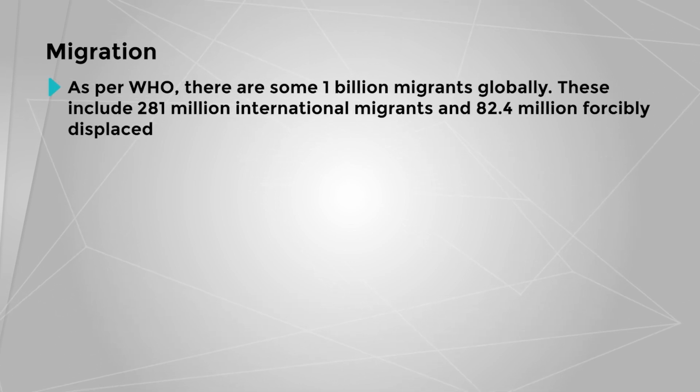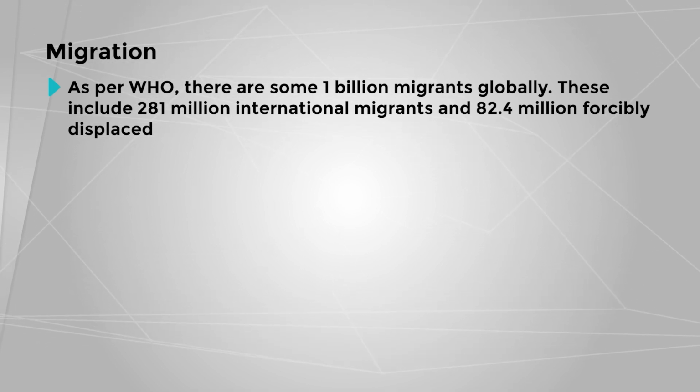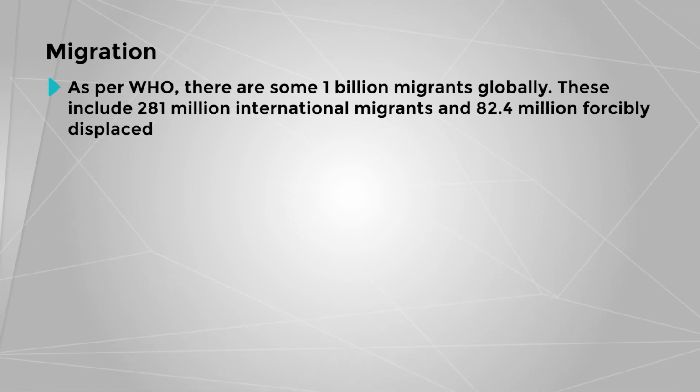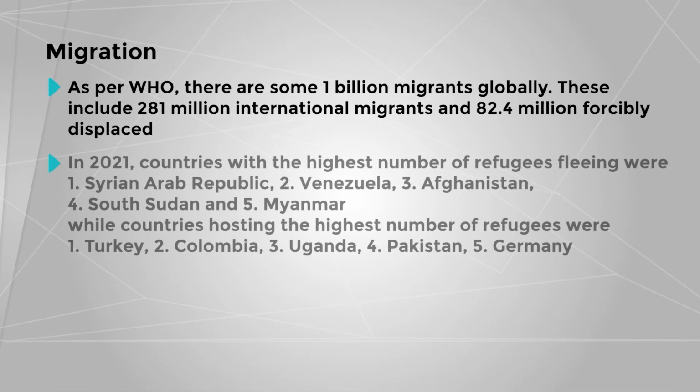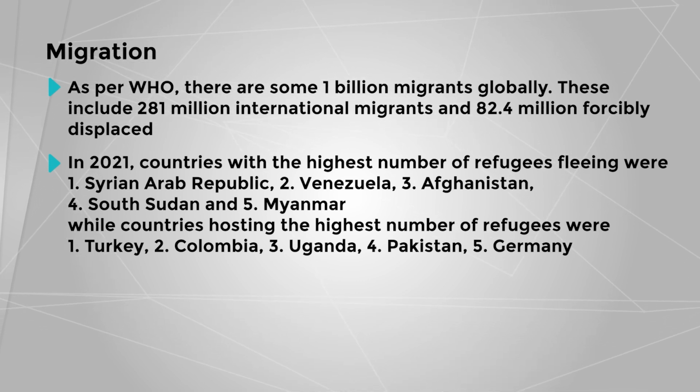Migration. As per the World Health Organization, there are some 1 billion migrants globally. These include 281 million international migrants and 82.4 million forcibly displaced people. In 2021, countries with the highest number of refugees fleeing were Syrian Arab Republic, Venezuela, Afghanistan, South Sudan, and Myanmar, while the countries hosting the highest number of refugees were Turkey, Colombia, Uganda, Pakistan, and Germany.